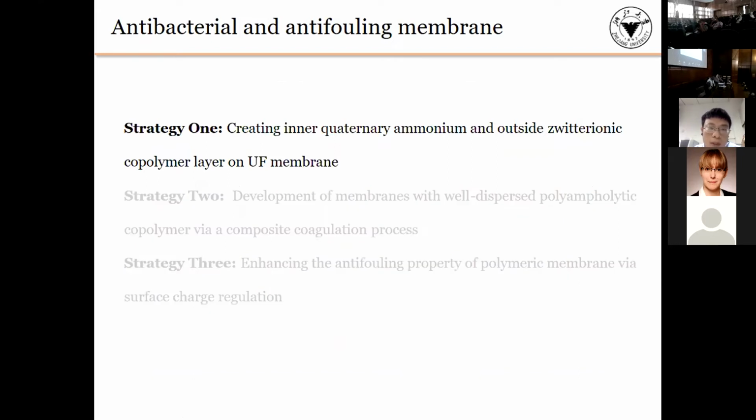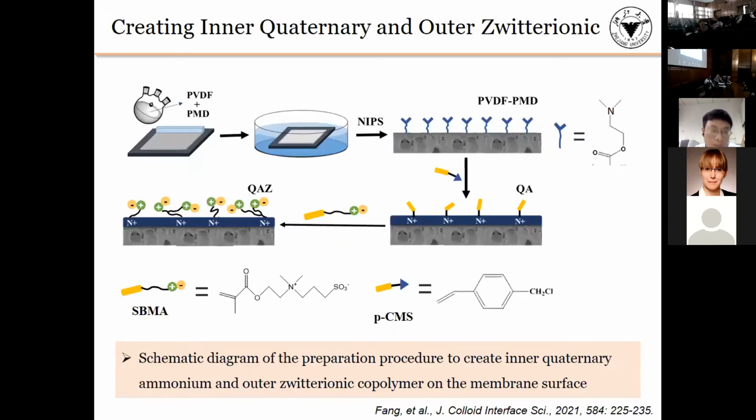First one, we create an inner quaternary and outer zwitterionic layer for improved performance. In this method, the PVDF and PDMAEMA membrane was prepared by the NIPS process. PDMAEMA is a kind of polymer that contains tertiary amine. Then the membrane is quaternized by the PCMS.